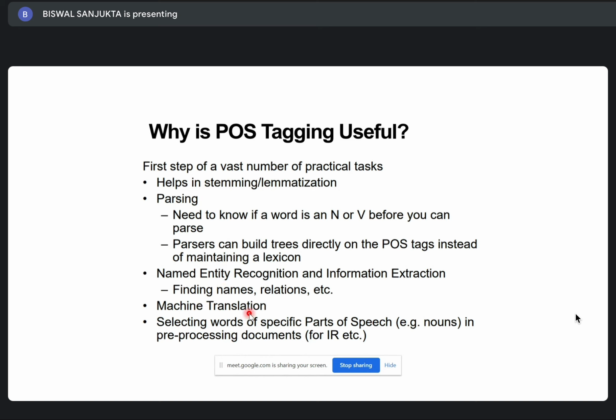Then machine translation. If I say 'Sanjukta is studying', and I don't know that Sanjukta is a person's name, and I want to translate it into another language, say French, what will happen? Your model will try to translate Sanjukta also, but since it is a proper noun, a person's name, you shouldn't translate it, right? And the last one is selecting words of specific parts of speech when pre-processing the document. Again, it is somewhat a similar kind of thing.